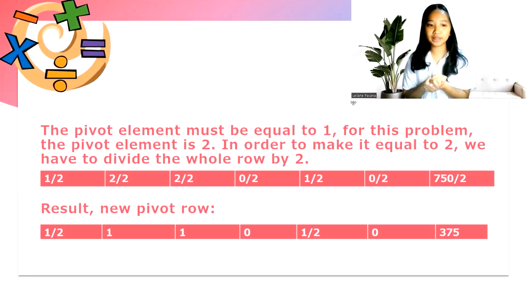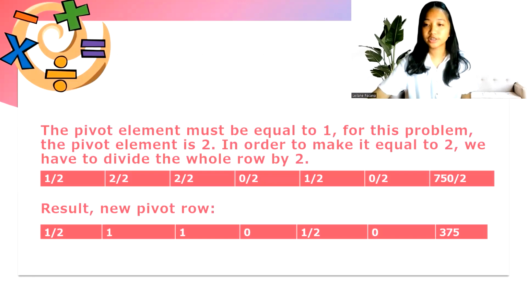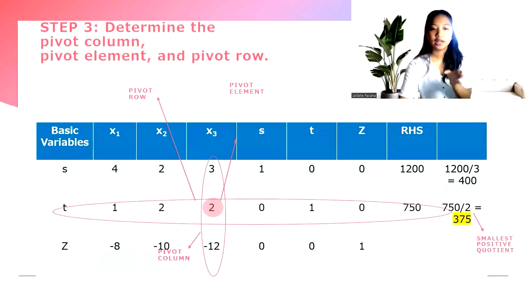So 1 divided by 2, that is 1/2. 2 divided by 2, that is 1. 2 divided by 2 is 1. 0 divided by 2, it's 0. 1 divided by 2, that is 1/2. 0 divided by 2 is 0. And 750 divided by 2, we have 375. So that result will now be our new pivot row as here.